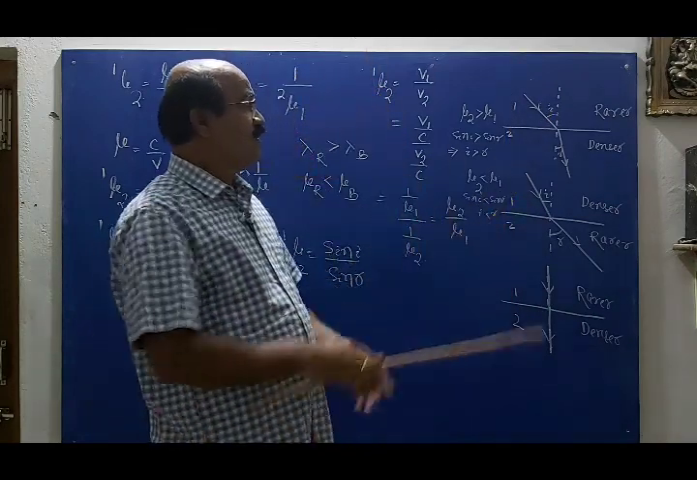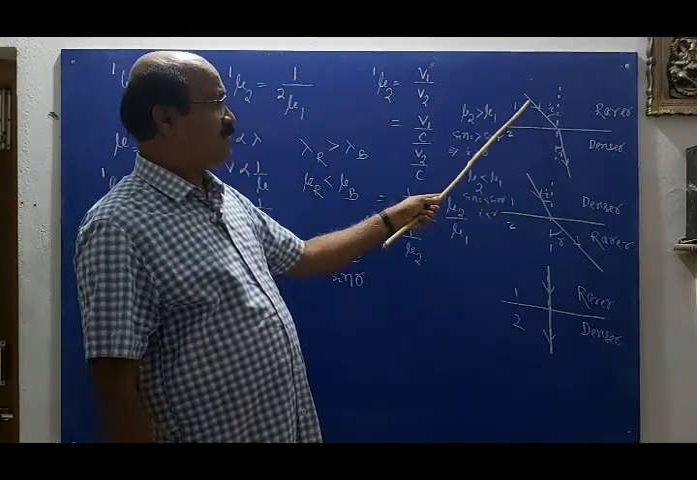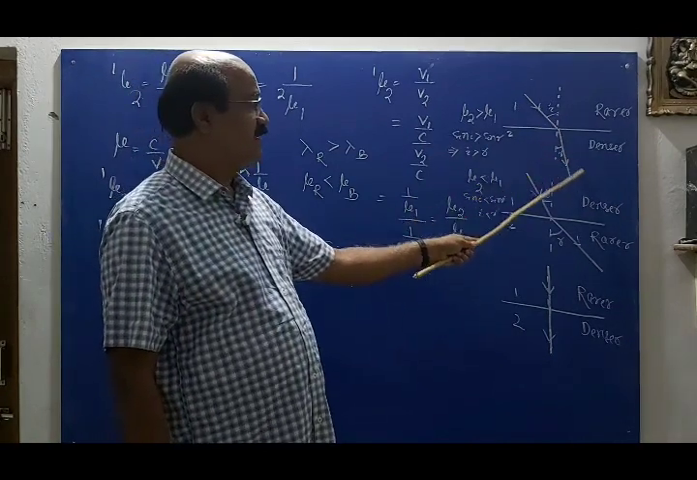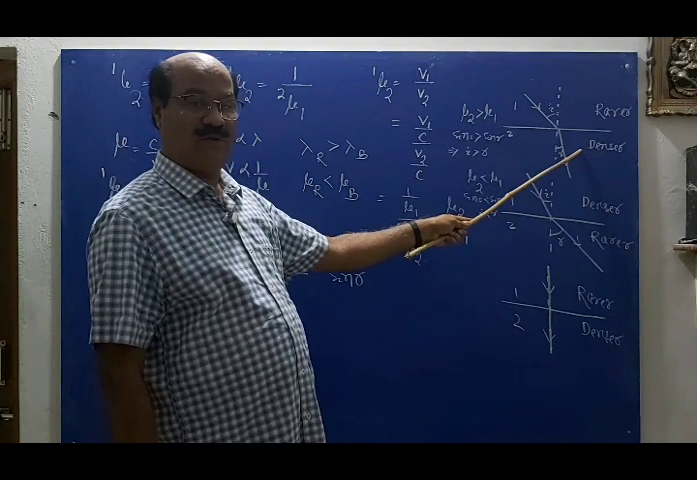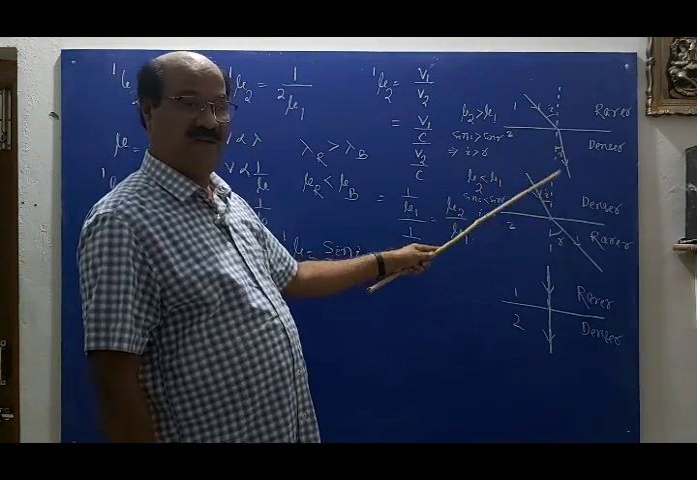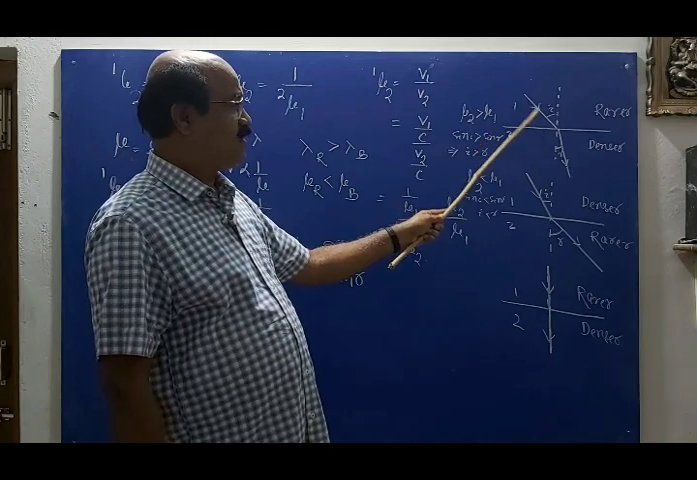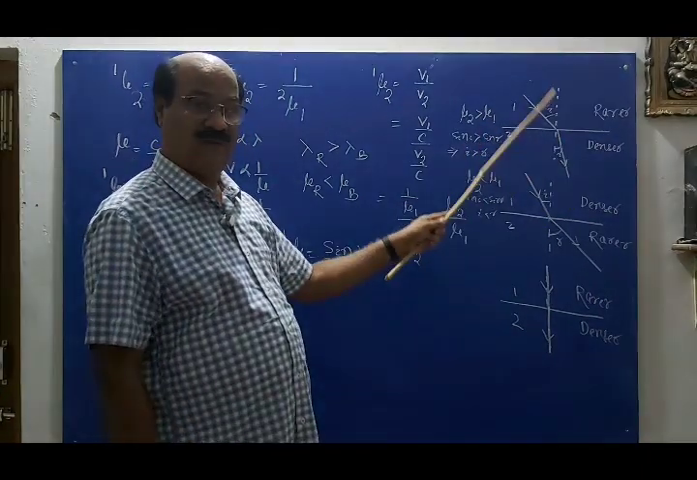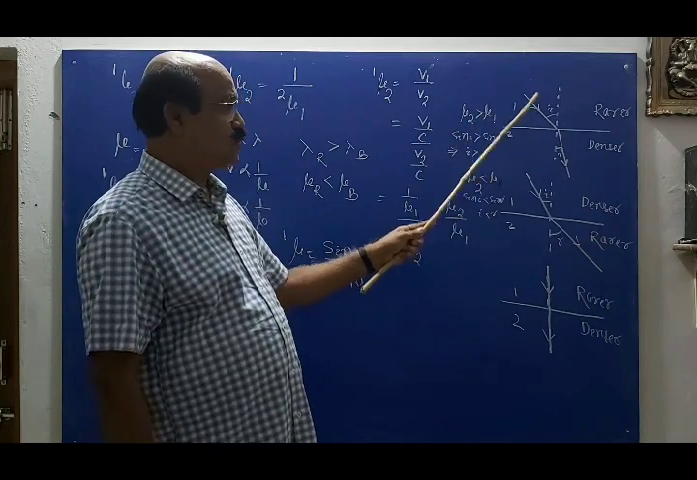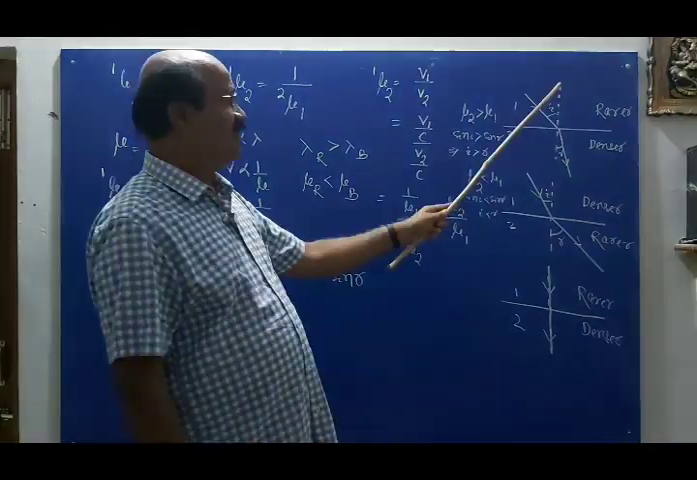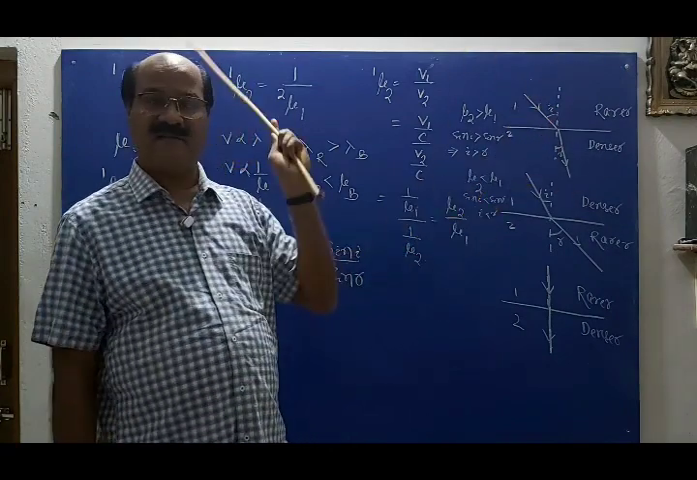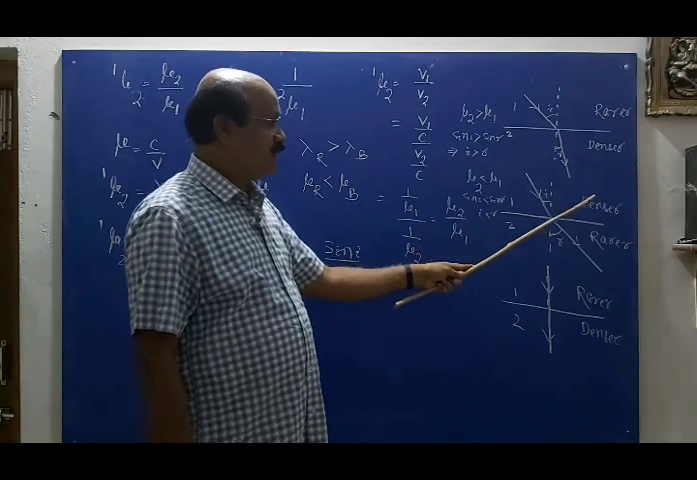When a ray of light travels from rarer to denser medium, there is a bending. The refracted ray, after refraction, bends towards the normal, which means your angle of incidence is greater than angle of refraction. I is greater than R.